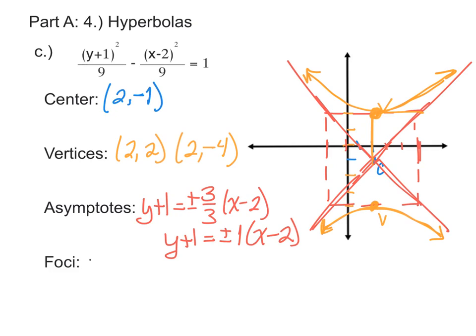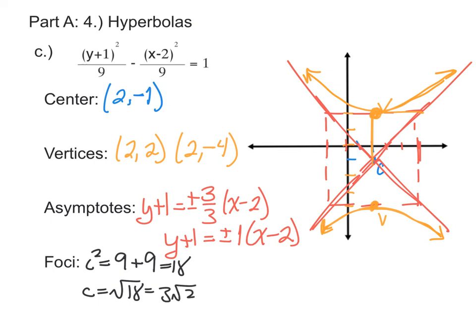So first we'll calculate what c is. C squared is a squared plus b squared, the two denominators. That's going to make 18, making c the square root of 18. And simplifying that, we'll get 3 square root of 2.